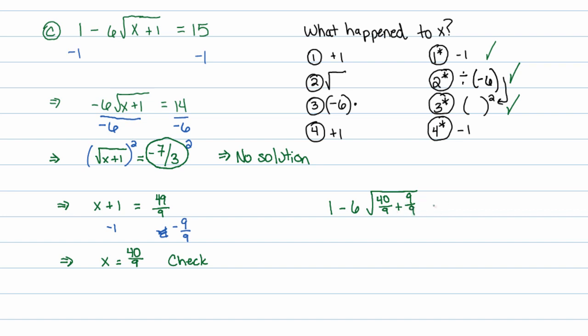Well, let's go ahead and simplify this down. That's 1 minus 6 times the square root of 49 ninths. And the square root of 49 ninths is 7 thirds. 6 times 7 thirds, well, 3 goes into 6 twice, so that's going to be 1 minus 14, which is going to be a negative 13, which is not equal to 15. So that's an extraneous solution. Again, no solution, right?